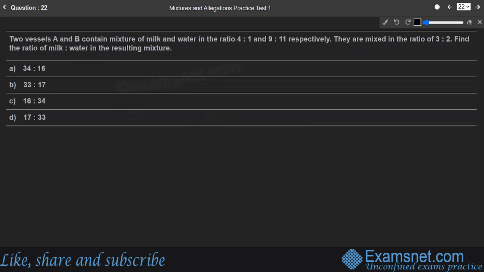Next, two vessels A and B contain a mixture of milk and water in the ratio 4:1 and 9:11 respectively. They are mixed in the ratio 3:2. Find the ratio of milk and water in the resultant mixture.